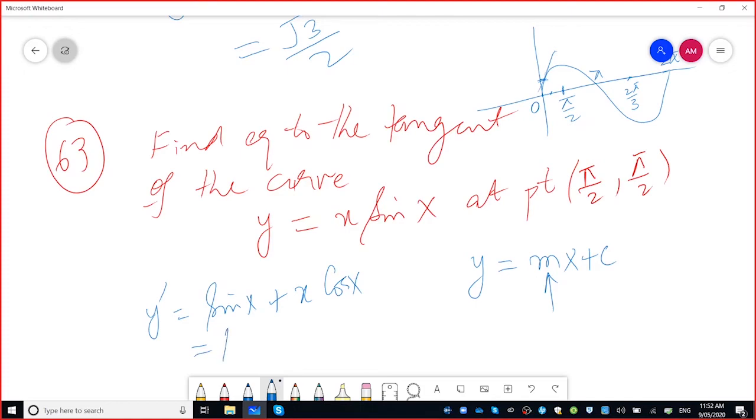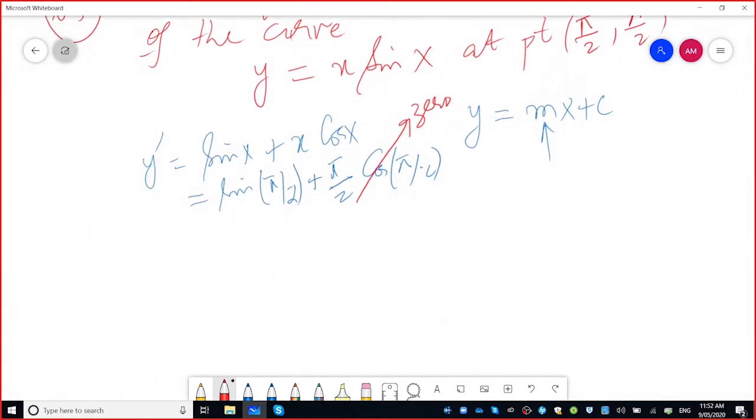So pi over 2 times sine pi over 2, plus pi over 2 times cos pi over 2. And cos pi over 2 is 0. So y bar becomes sine pi over 2. So we have an equation which is y is equal to 1 times x plus c.